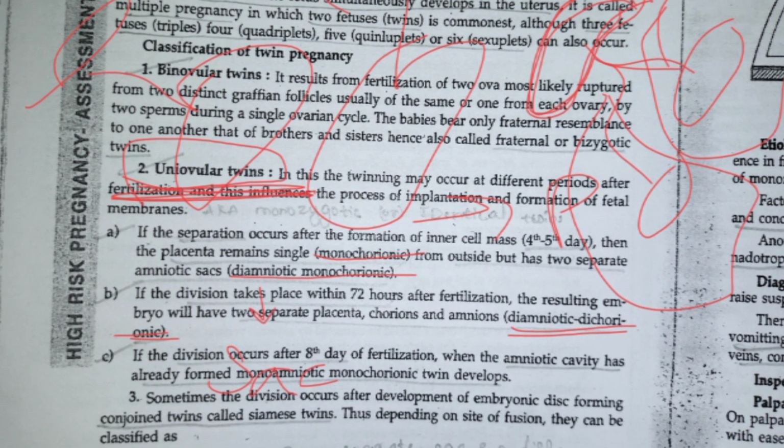If, for example, at the formation of the babies, the egg is not separated, they are joined. The conjoined twins are known as Siamese twins. These are the classifications of twins.